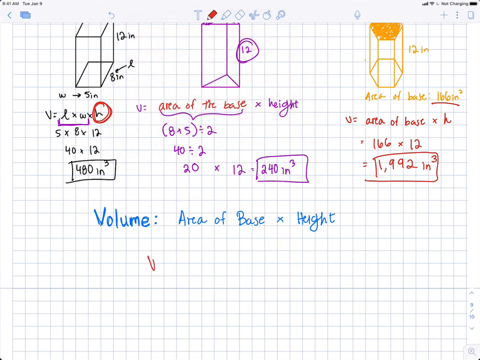You'll also see it written like this. V stands for volume. We have a capital B, which is the area of the base. And then, of course, times H, which is our height. Alrighty, folks, there you have it. There's volume.